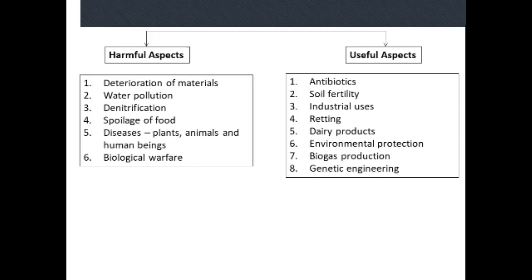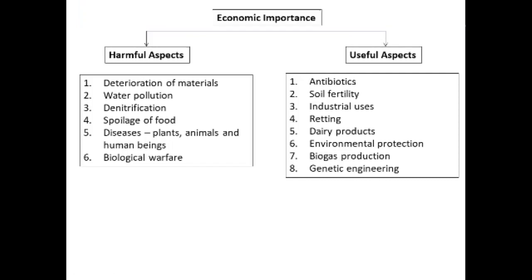Fouling of submerged naval carriers is also done by bacteria. Water pollution. Several bacterial forms cause water pollution. Say, for example, Vibrio cholerae, Salmonella typhi spoil the drinking water.